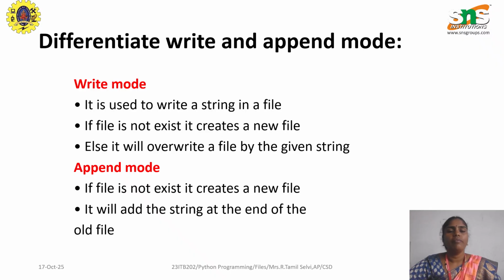Then the important one: we have to know the difference between write mode and append mode in Python. Write mode, first one. This mode overwrites the file if it exists or creates a new one if it doesn't. And the second one is append mode. This mode adds the data to the end of the file without overwriting the existing content.